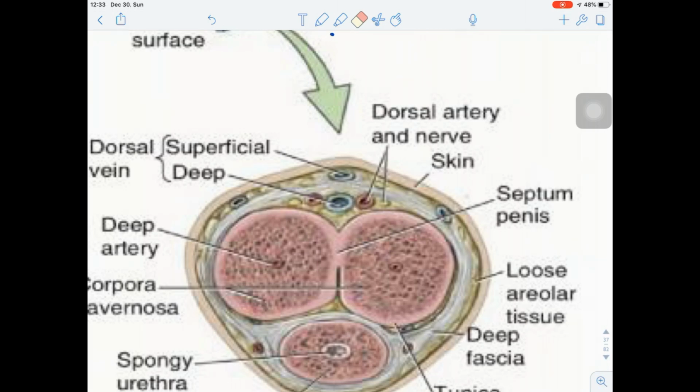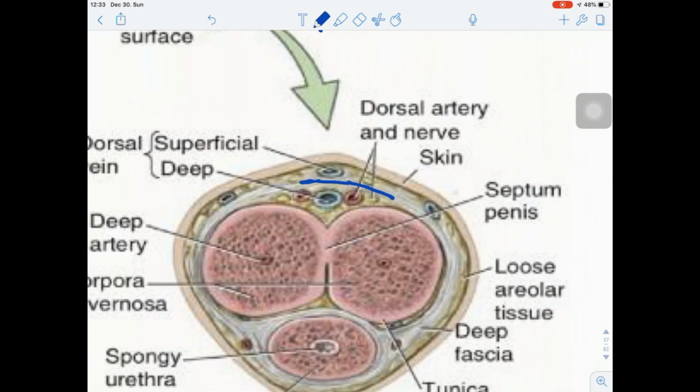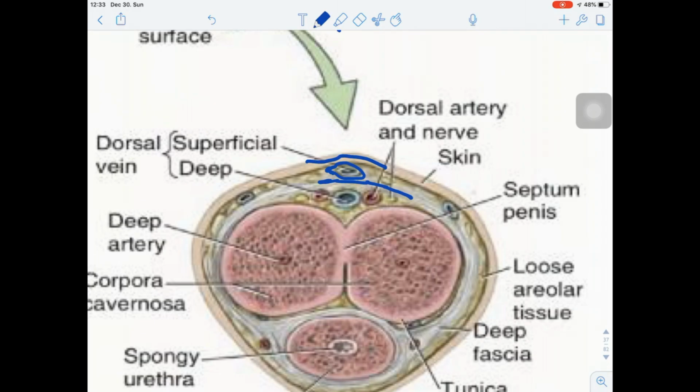Where does the vein drain? It will finally drain into the internal pudendal veins. Then, between the deep fascia and the skin, what have you got? The superficial dorsal vein of the penis. So the dorsal vein of the penis has a deep one and a superficial one.